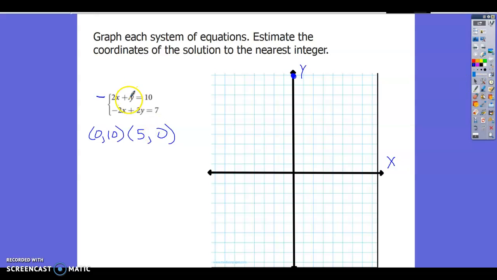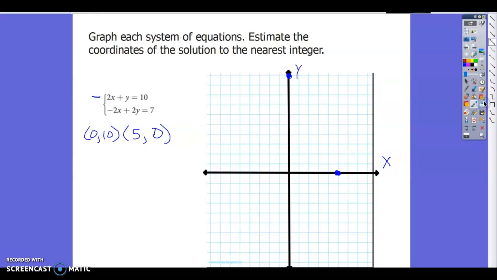All right, so when my y is 0, 2x equals 10, divided by 2, 5. So 5, 0. So 1, 2, 3, 4, 5. And then quickly, let's see if I can put a line down through here. Let's see if I can make that blue.